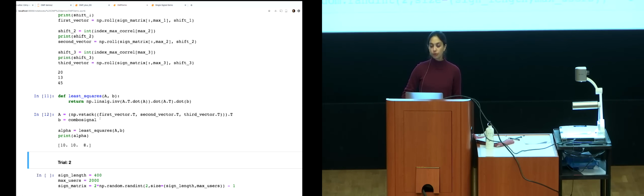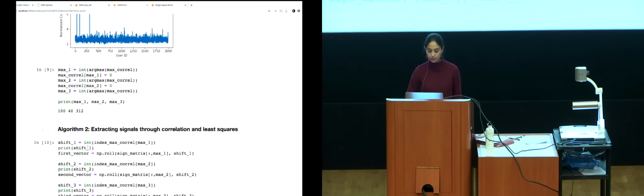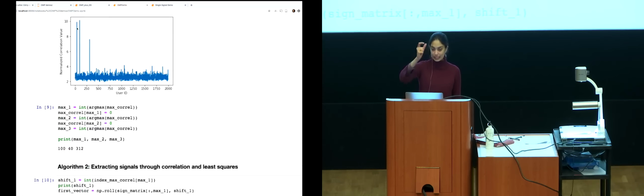Okay, and then you run least squares, and what you get out is exactly 10, 10, and 8. Because we're running least squares here, you're able to recover exactly 10, 10, and 8, whereas what this is plotting is just the inner product. But it'll become more clear as the lecture goes on.